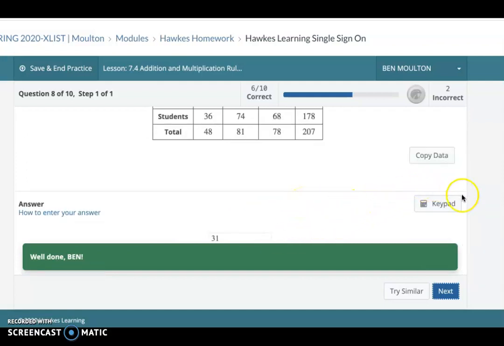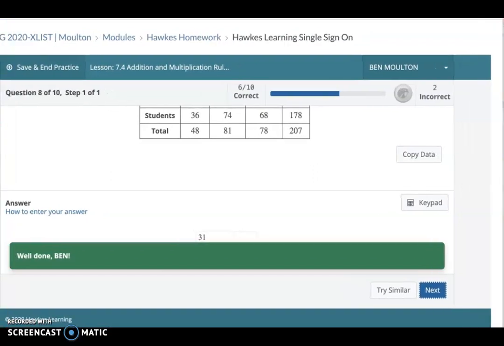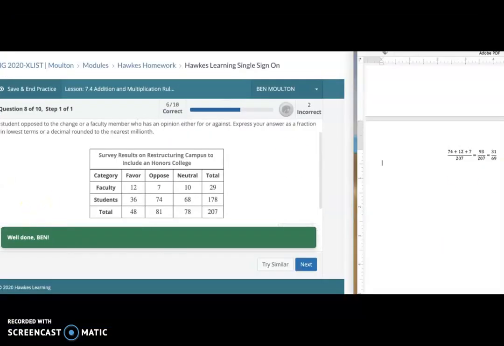And you know what? I just realized you guys cannot see the window where I did that work. Give me a second. Let's see if I can find it for you. Yeah, sorry guys. Here's what I meant over here. 74 plus 12 plus 7 over 207. That reduces to 31 over 69.